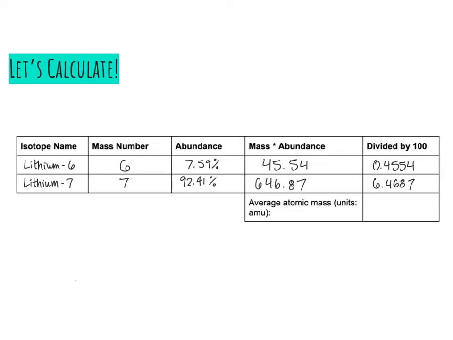Now we add both of those up to get the full average atomic mass. And when I did that, I got 6.9241 AMUs for the average atomic mass of a lithium atom. So if you had a bunch of lithium and you didn't know what isotopes it was, you would assume that on average they have a mass close to 6.9241 AMUs.